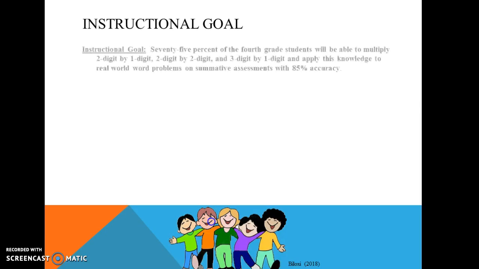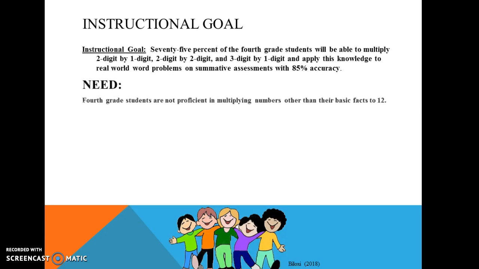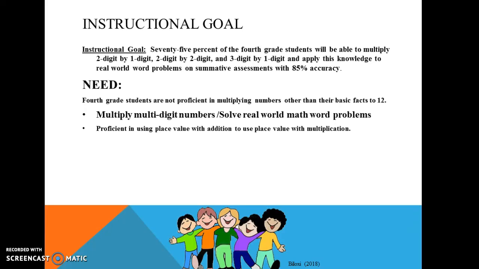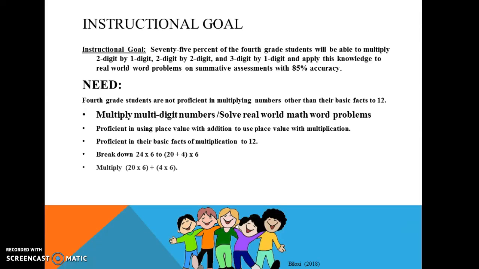The instructional goal has some needs. We realized that fourth grade students are not proficient in multiplying numbers other than their basic facts. So with the goal of multiplying multi-digit numbers and solving real-world math word problems, the students need to be proficient in using place value with addition so they can use place value with multiplication. They need to be proficient in their basic facts of multiplication to 12. They need to be able to break down 24 times 6 to 20 plus 4 times 6, and use their powers of 10 to understand it's 20 times 6 plus 4 times 6.